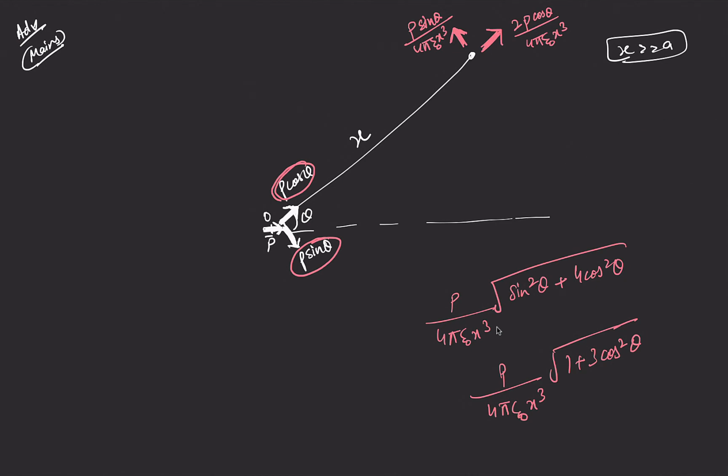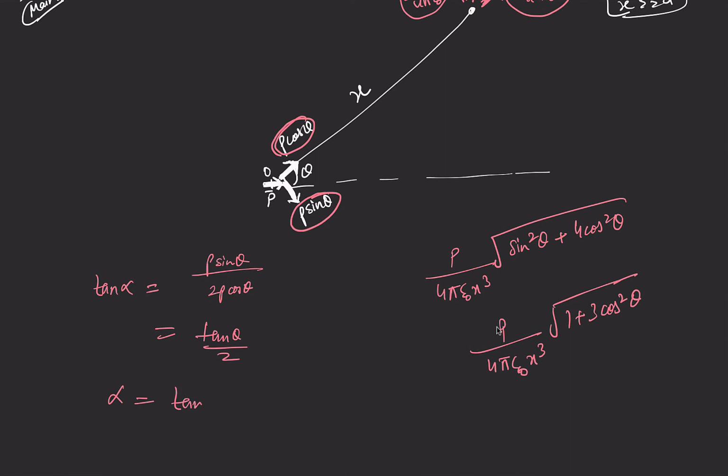So this is the magnitude of the electric field, and let's say direction of the electric field is somewhere here, the net direction, and it makes an angle of alpha. Then we can easily find that tan alpha is equal to p sine theta upon 2p cos theta, which would be equal to basically y component divided by x component. So this would be simply equal to tan theta by 2. So alpha would be tan inverse of tan theta by 2.